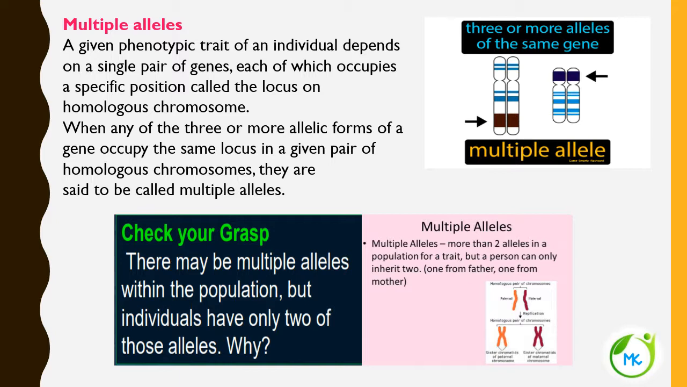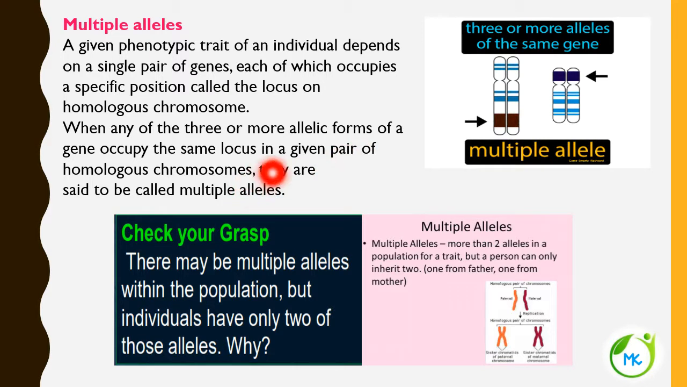And the gene is going to occupy a specific position called locus on the homologous chromosome. This is usual. So a gene will occupy a specific position on the chromosome. Usually there will be a single pair of genes too. But when 3 or more allelic forms of a gene occupy the same locus in a given pair of homologous chromosomes, they are called multiple alleles.